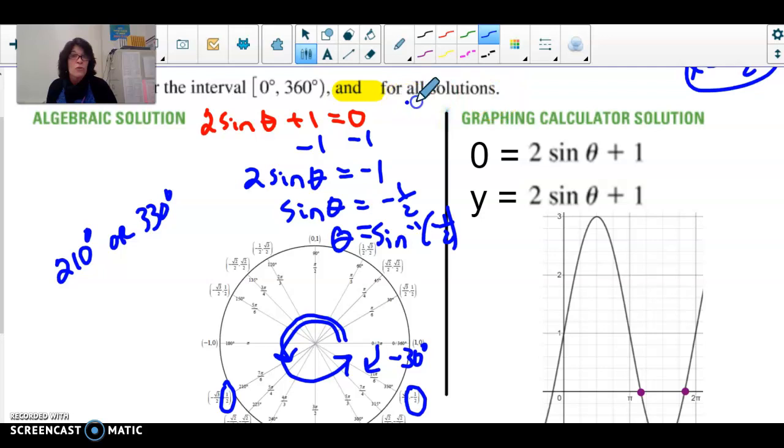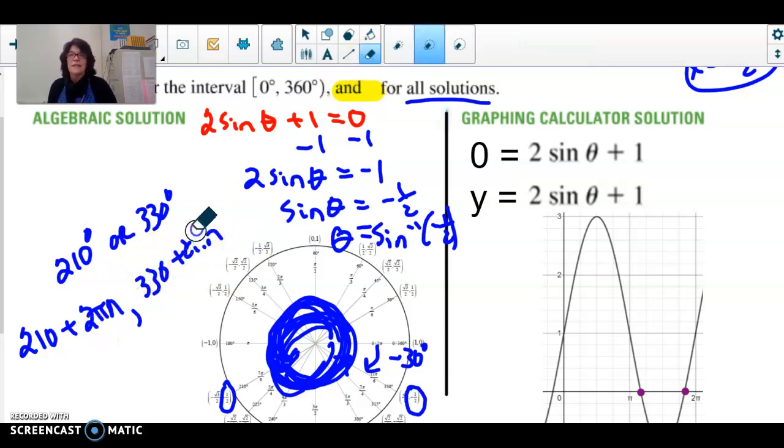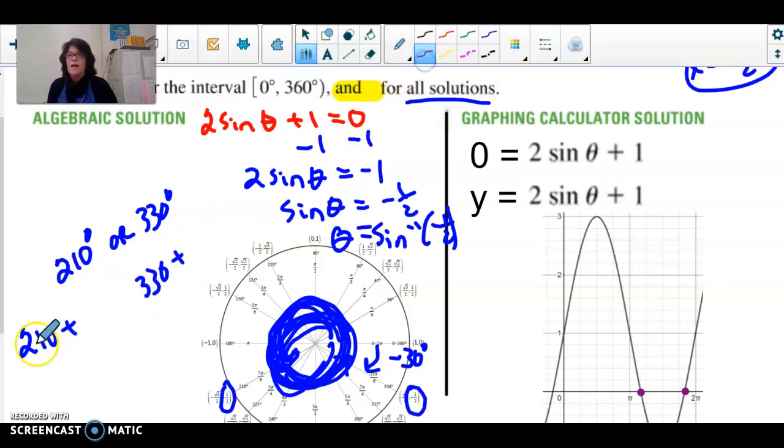If it says for all solutions, because there's tons of these, as we know, I could go around a couple times. I could go around this many times. I could go negative. Okay, so then we have to write 210 plus 2 pi n and 330 plus 2 pi n. I wouldn't say plus 2 pi n. I'm silly. Look at me putting radians and degrees together. Good grief, Kelly. I'm so messed up. 210 plus 360 n and 330 plus 360 n. Okay, just to show, and usually we write where n is any integer.